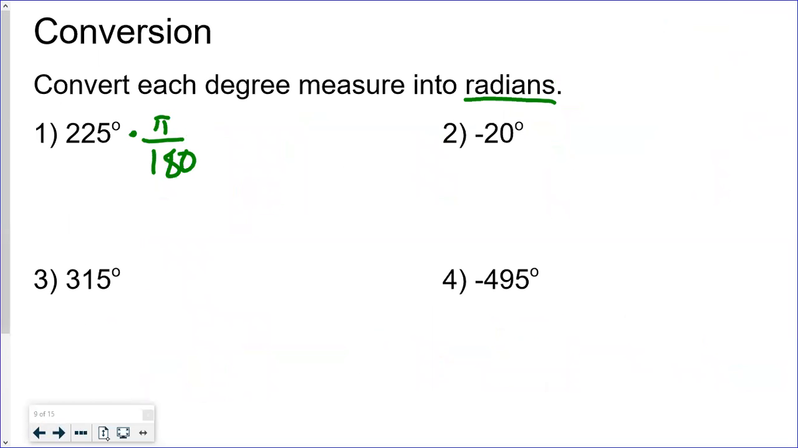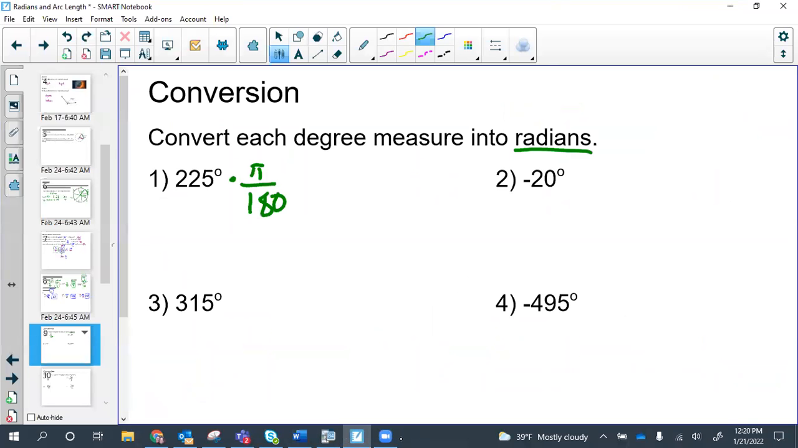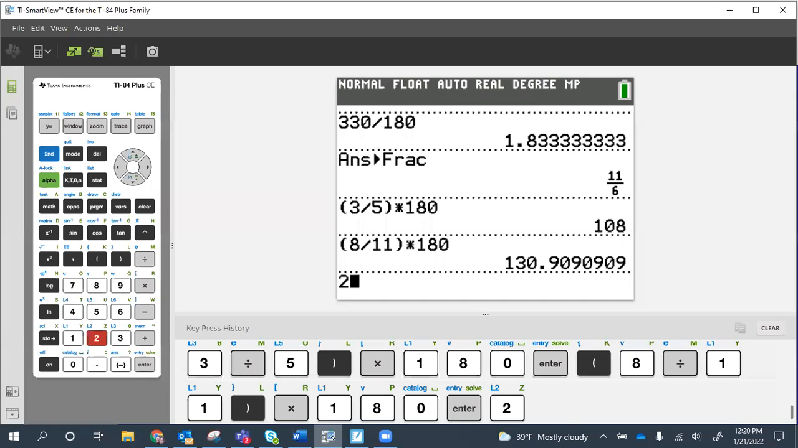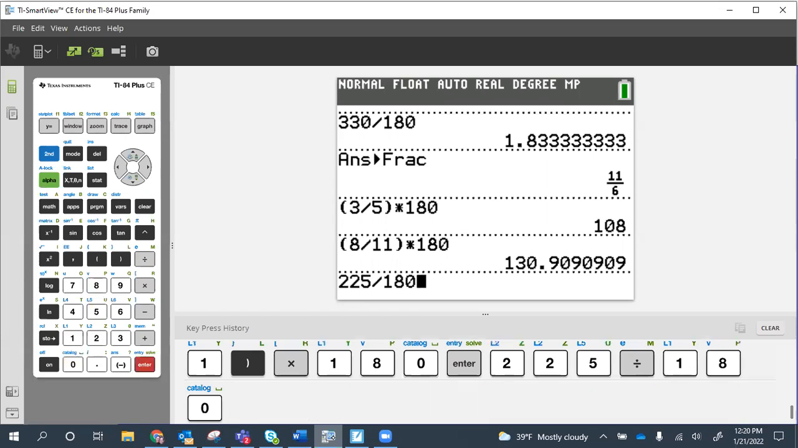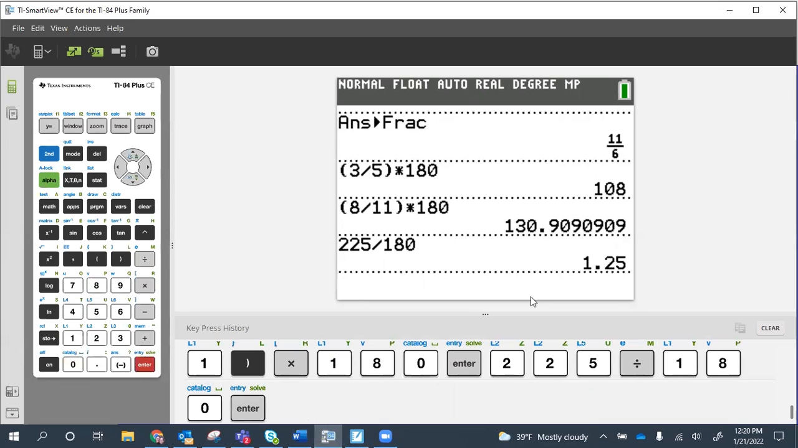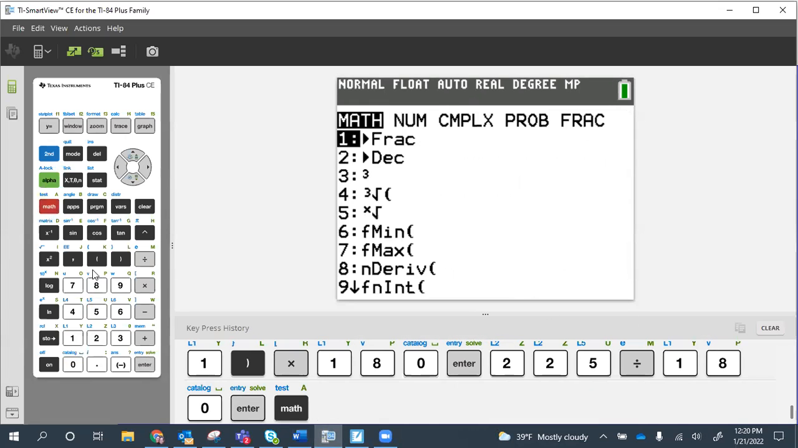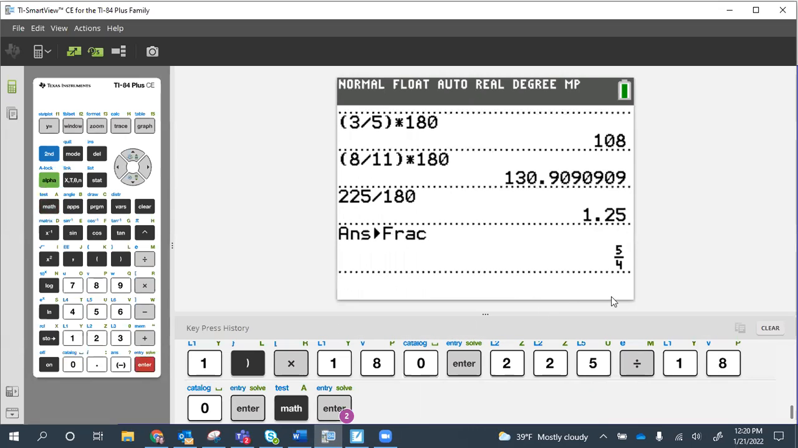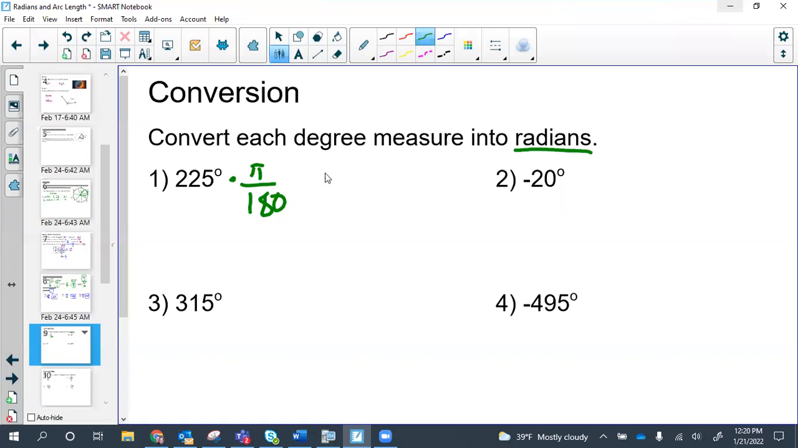Now I need to reduce that 225 over 180. So let's go into my calculator. 225 divided by 180, and I get 1.25. I want that as a fraction, so I go math, enter, enter, and I get 5/4. So this is the same as 5 pi/4. Remember, you don't put the pi in the calculator, but you do need the pi in the answer.